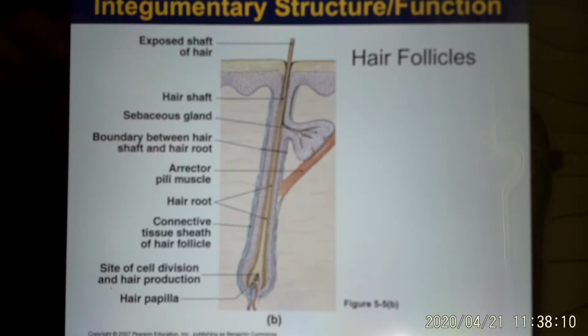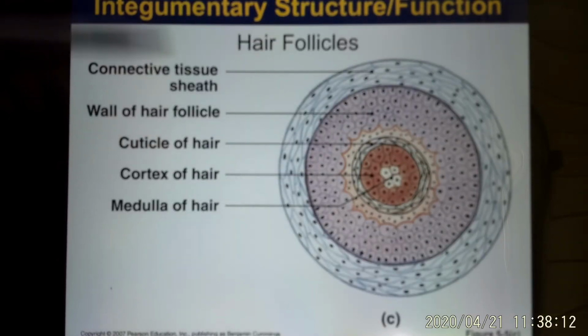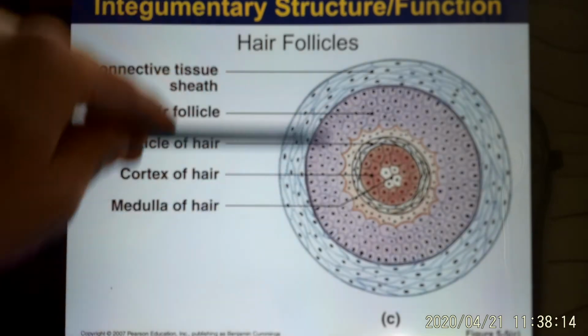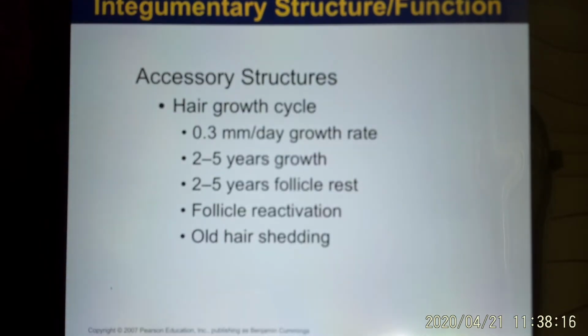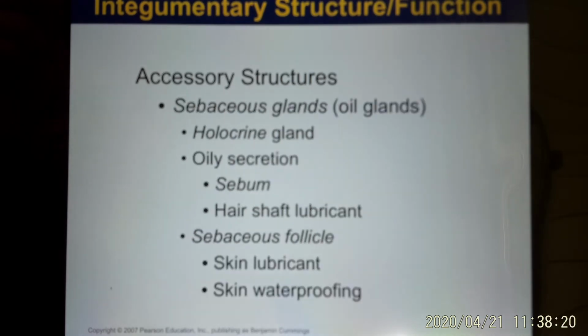Let's keep going. So that's the hair, the outside is the hair follicle, and inside is the hair. And your hair grows. Other accessory organs, we're going to talk about the sebaceous gland.